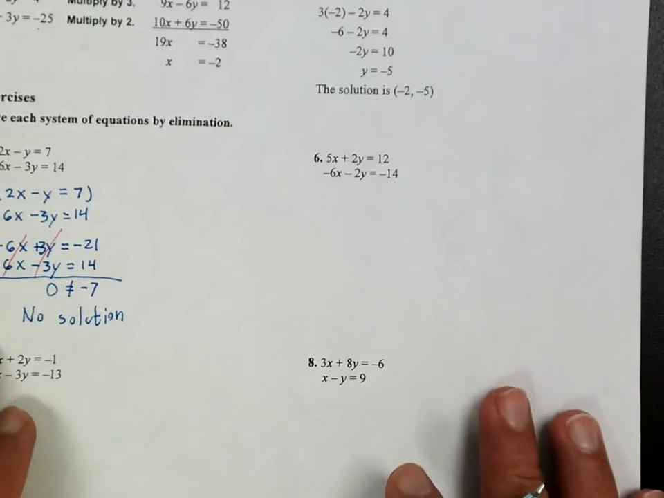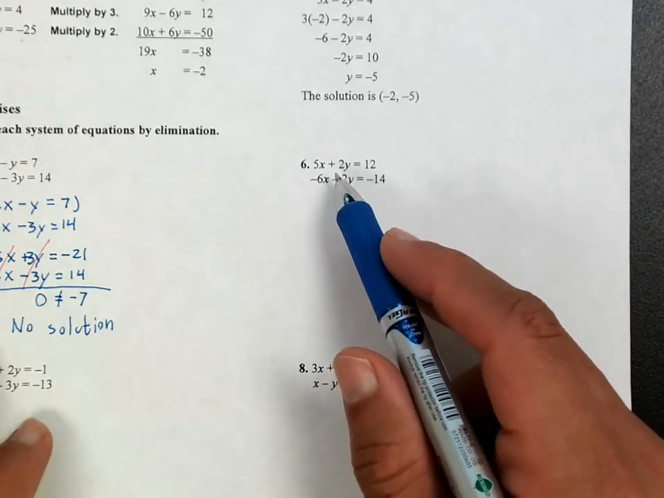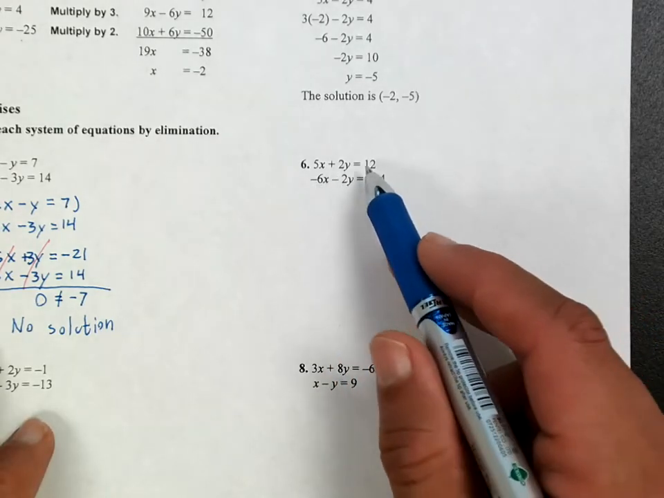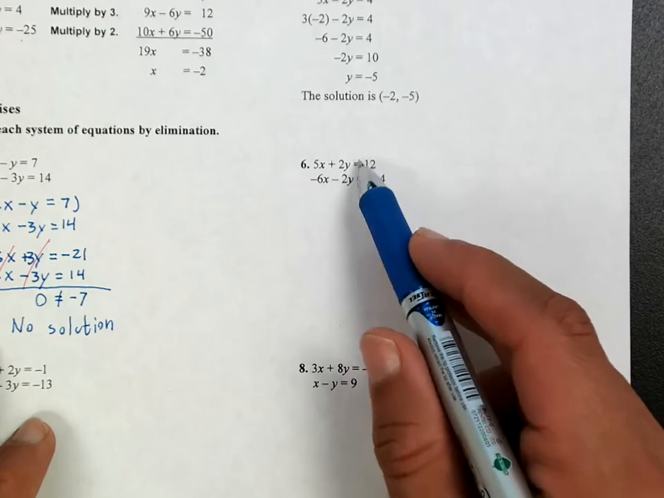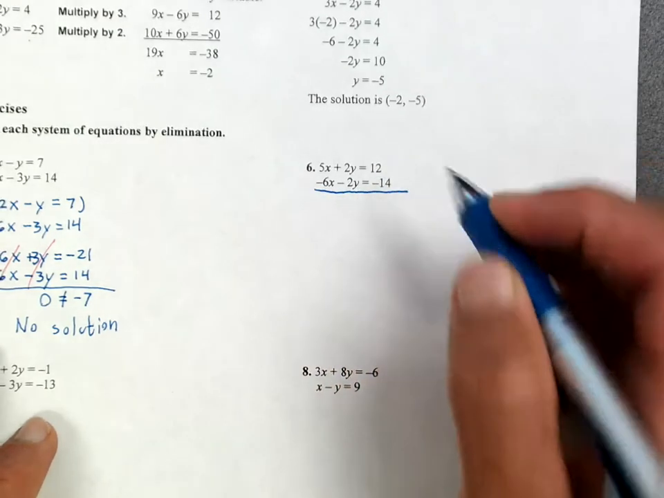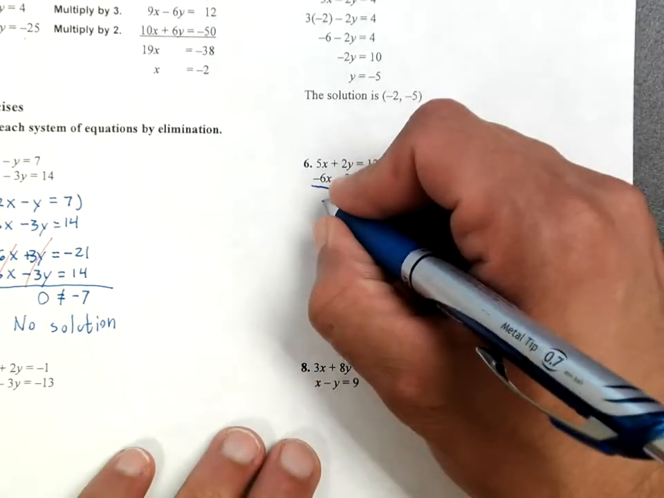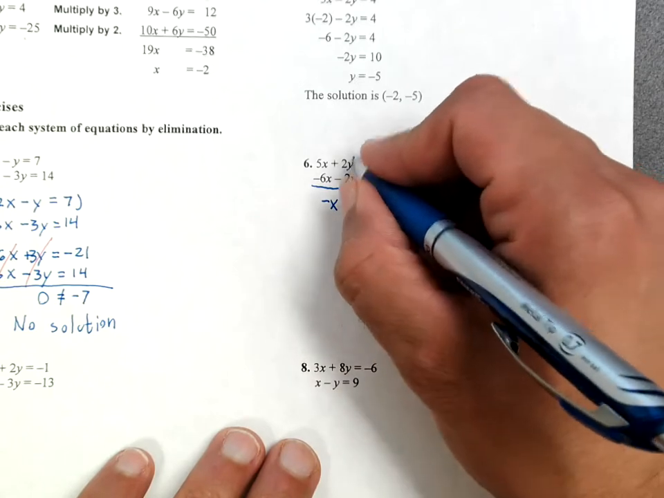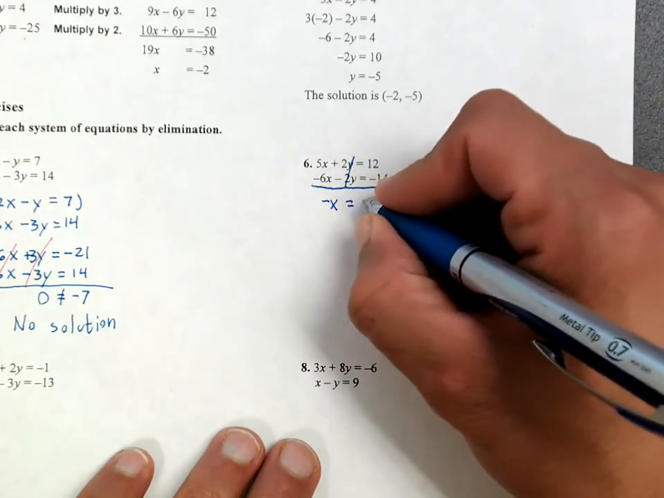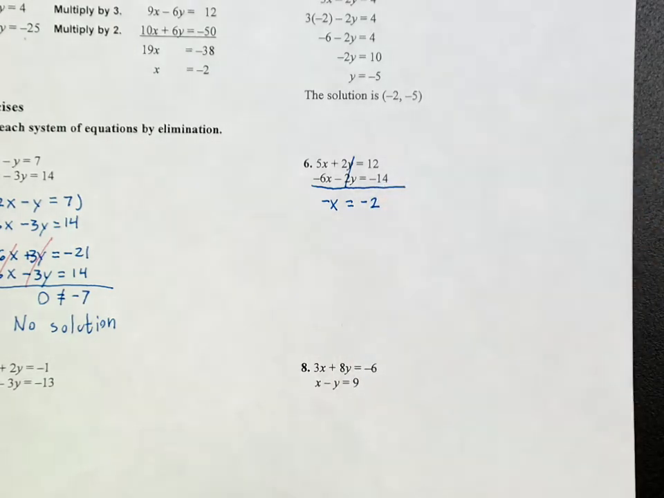On number 6, if you look at it without me multiplying anything, if I add these two equations together, I would have 2y minus 2y, and the y's would cancel. So in this case, I'm going to just add each equation as it is. This is going to give me negative x, and the y's cancel, and that's what I want. The goal of doing elimination is for either the x or the y to be canceled out, so you can solve for the other variable.